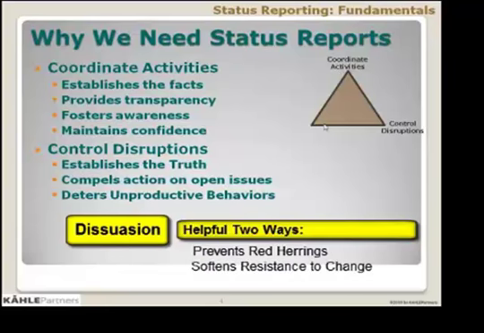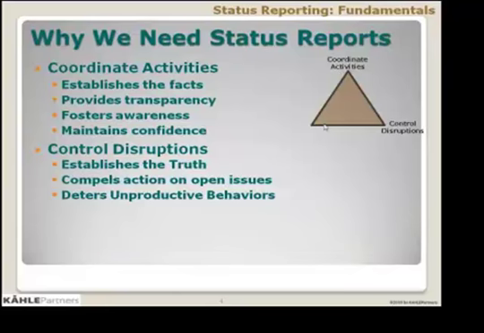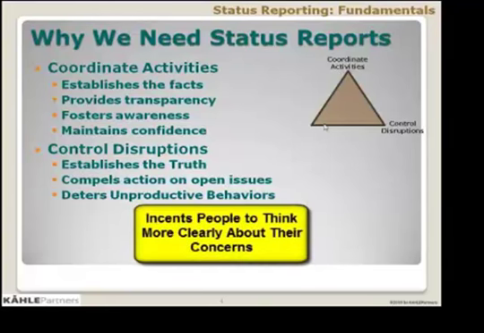by establishing the facts and truth about what's going on regarding that issue, it makes it more difficult for folks to object to that. Not that they can't object to what's taking place, but they need to discipline themselves and think through their position, to understand what their concern is, to be able to express that to other people. And if they can't do that, well, then they're kind of fighting an uphill battle. They're actually responding emotionally to what's taking place, not intellectually. And therefore, it makes it difficult for them to raise emotional objections. So, in essence, a status report, through dissuasion, incents people to think more clearly about what their concerns are.